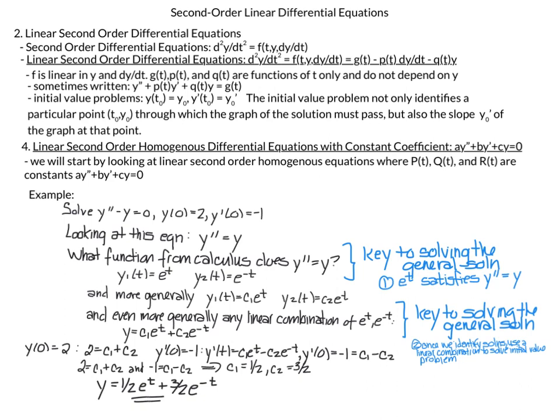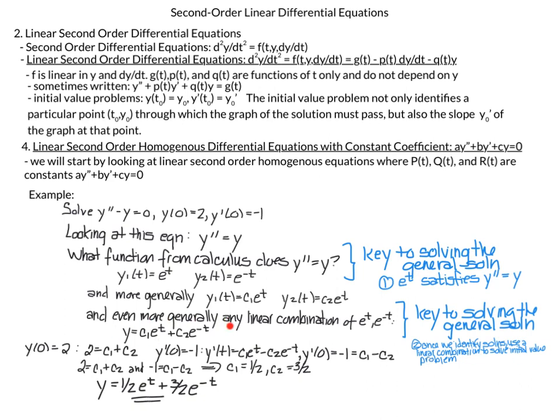And there were two key points that we're going to use when we try to solve this equation here, the linear second order homogeneous differential equation with constant coefficients a y double prime plus b y prime plus c y equals 0. The first key is that e to the t satisfies y double prime equals y. The second key is once we identify solutions, in this case e to the t and e to the minus t, we're going to use a linear combination to solve the initial value problem.